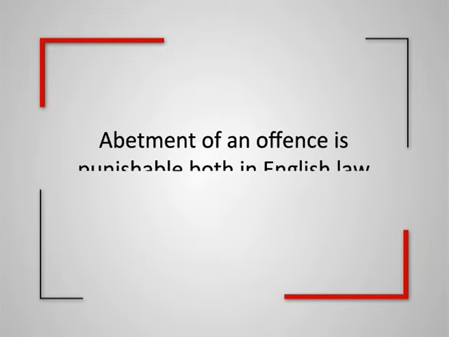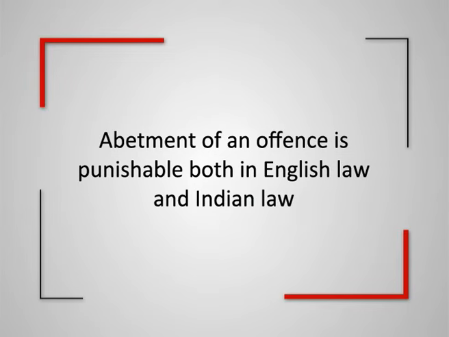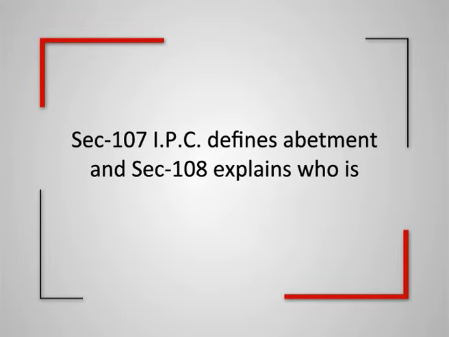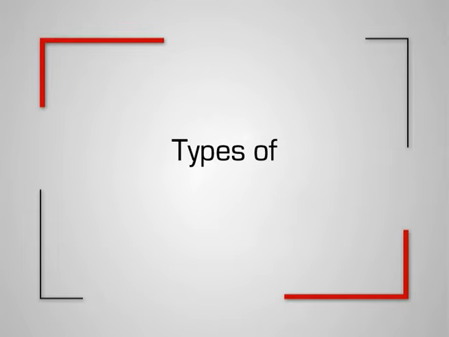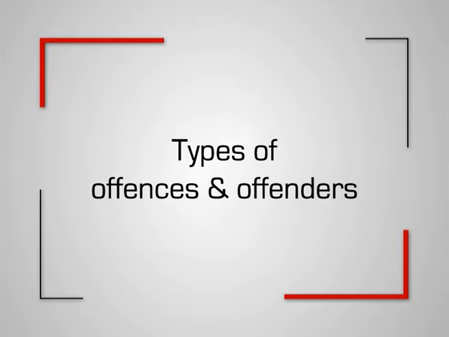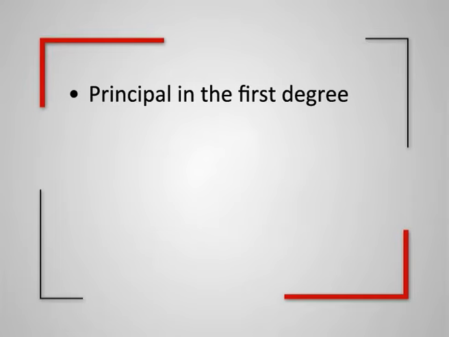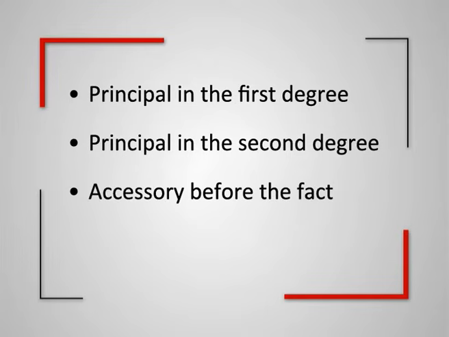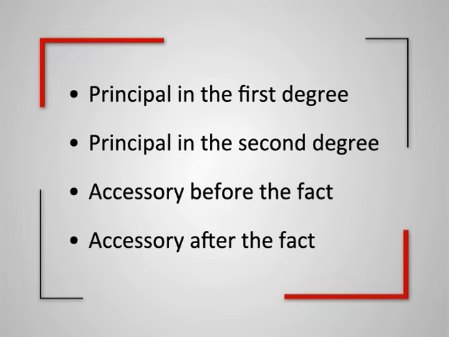Abetment of an offence is punishable both in English law as well as in Indian law. Section 107 IPC defines abetment and Section 108 explains who is an abettor. Let us move towards understanding the types of offences and offenders. According to English law, the offences and the offenders are classified into these degrees as per the involvement of each offender. Number 1, principal in the first degree. Number 2, principal in the second degree. Number 3, accessory before the fact, and number 4, accessory after the fact.